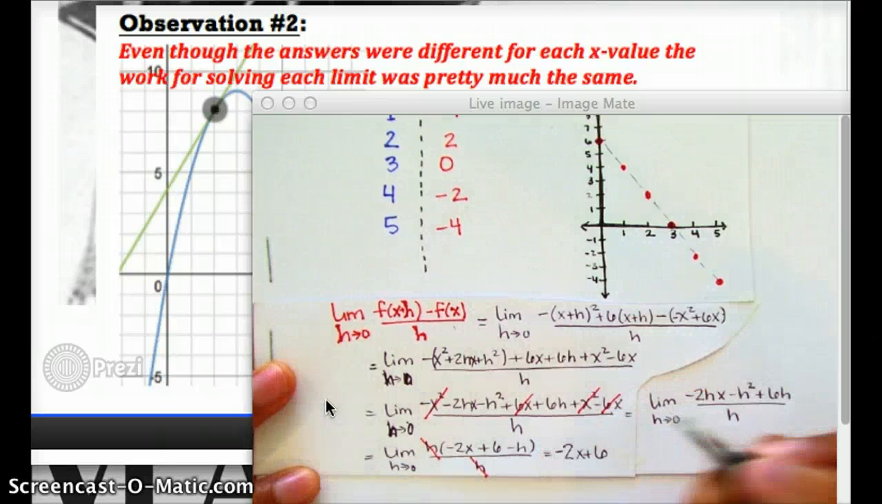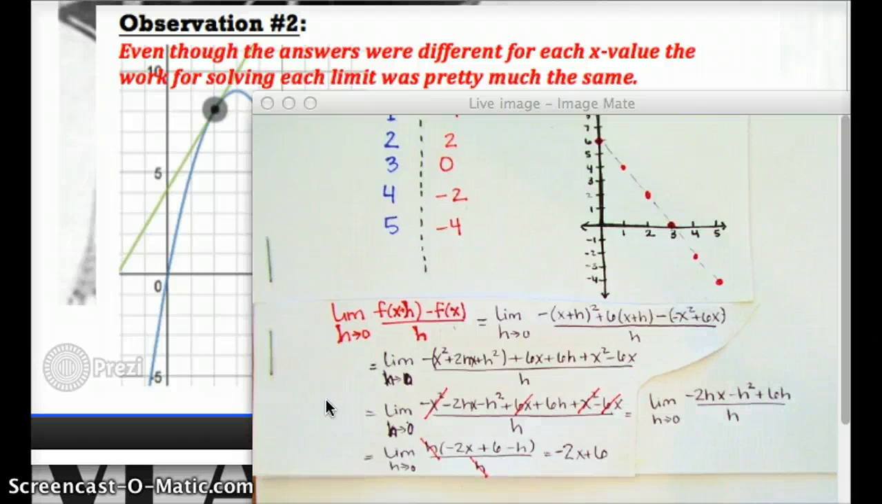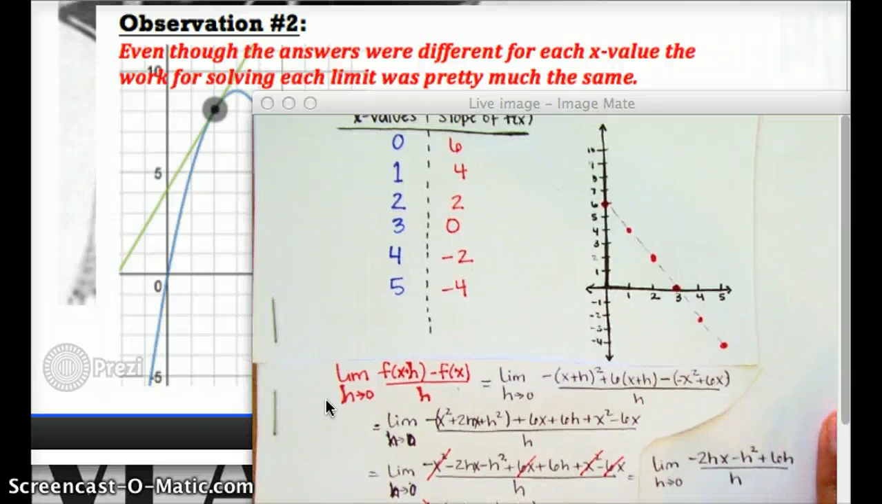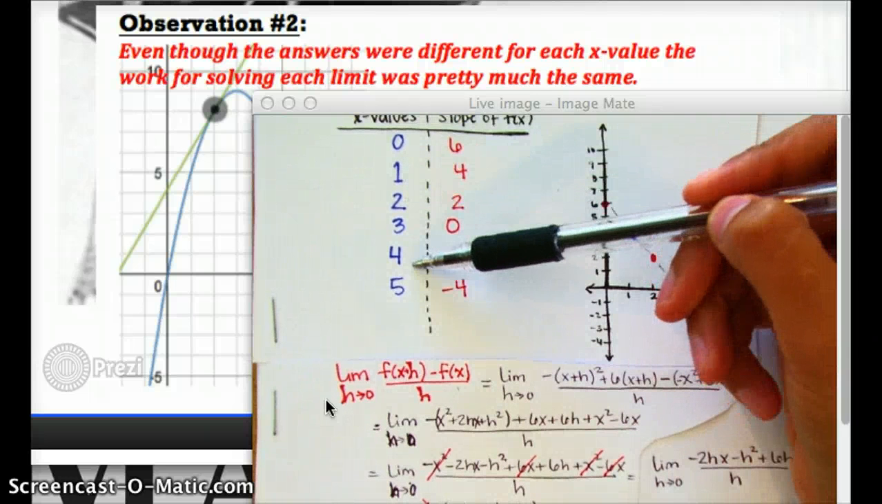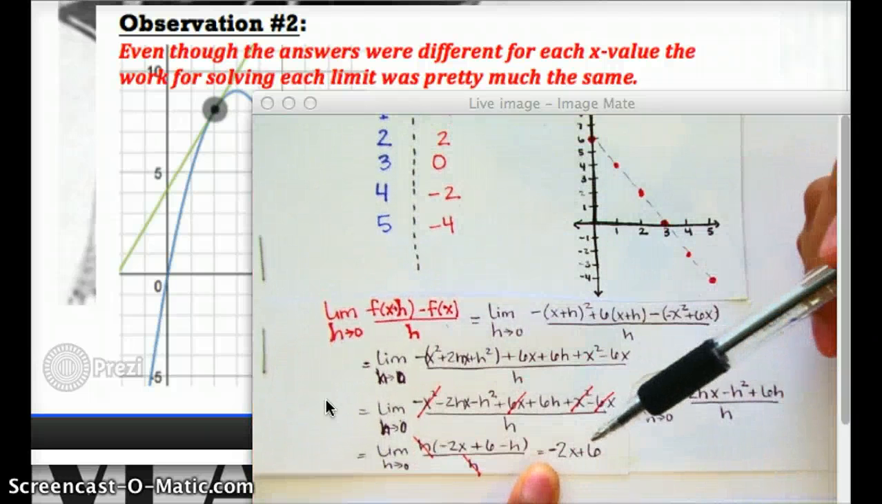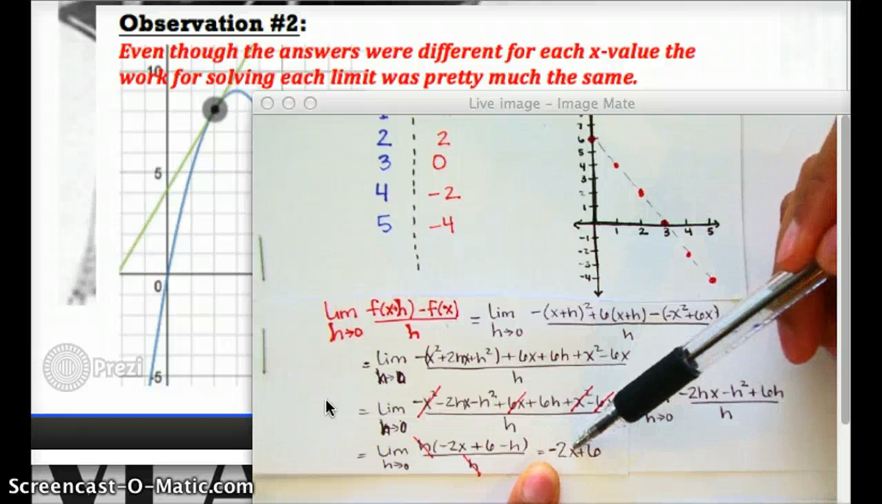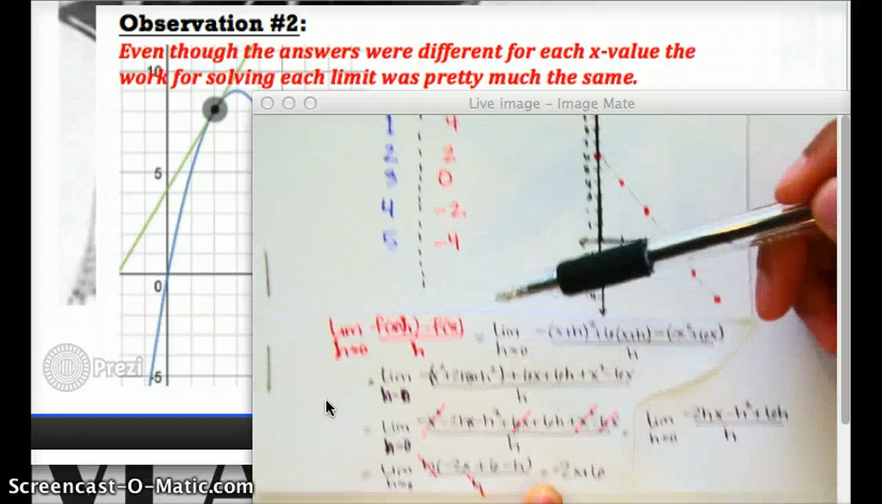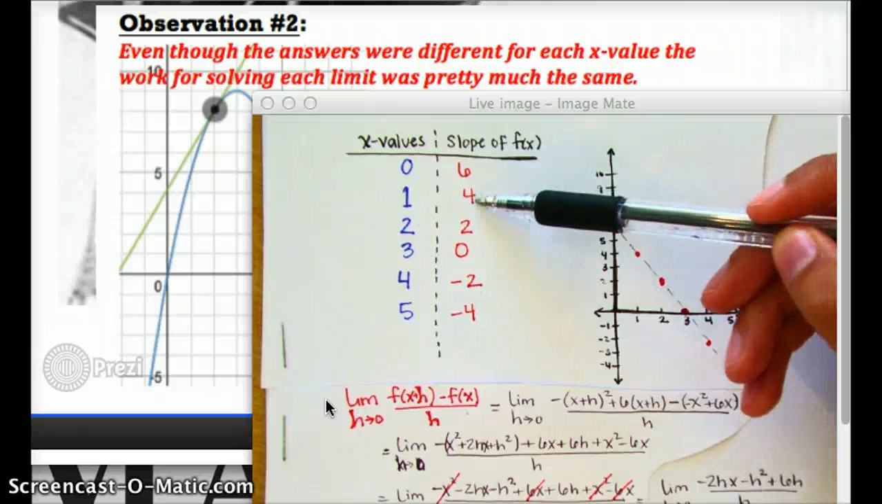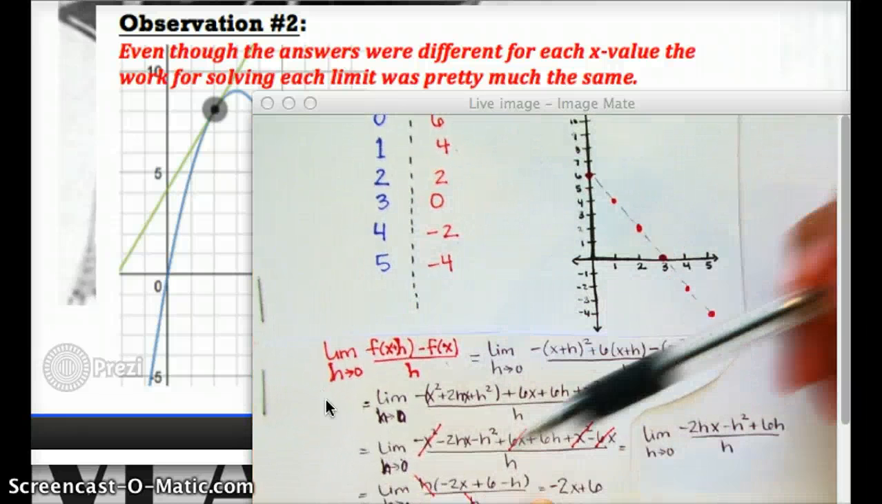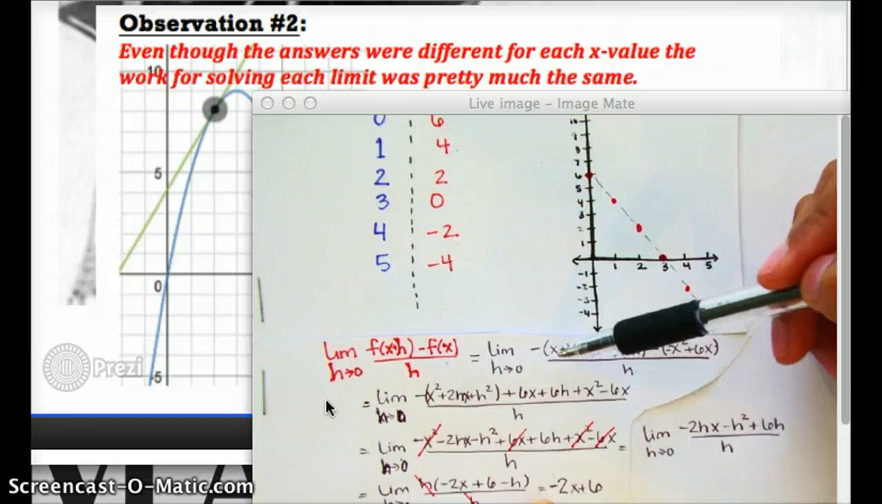Now, this is different than before. Before we ended up with a number. But look what this is. If I take the x values I started with, 1 and 2 and 4, and I plug them each into this expression, negative 2 times 1 is negative 2, plus 6 is 4, and sure enough, that was the slope that we got when we solved the limit and plugged in 1 from the very beginning.